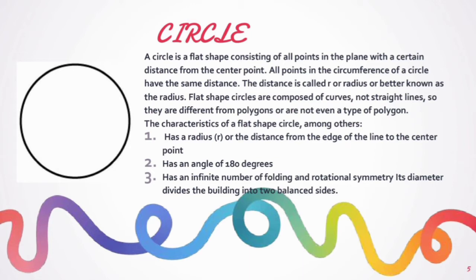Flat-shaped circles are composed of curves, not straight lines, so they are different from polygons, or are not even a type of polygon. The characteristics of a flat-shaped circle, among others: first, it has a radius r, or the distance from the edge of the line to the center point. Second, it has an angle of 180 degrees. And last, it has an infinite number of folding and rotational symmetry. Its diameter divides the shape into balanced sides. And the next presenter is Nurwildani Anugrah.